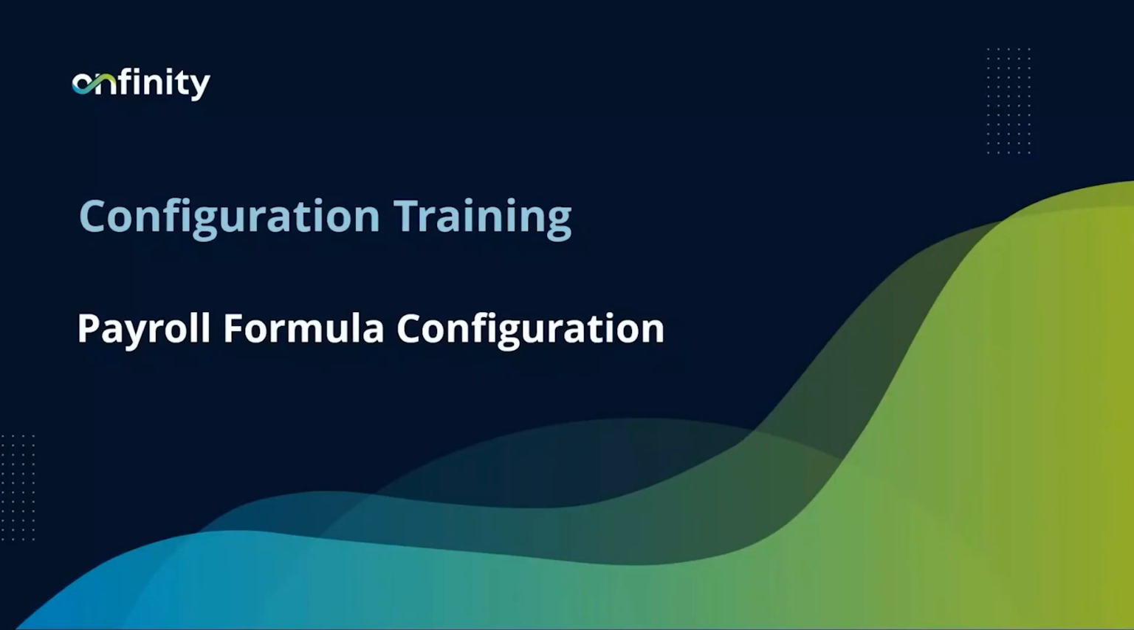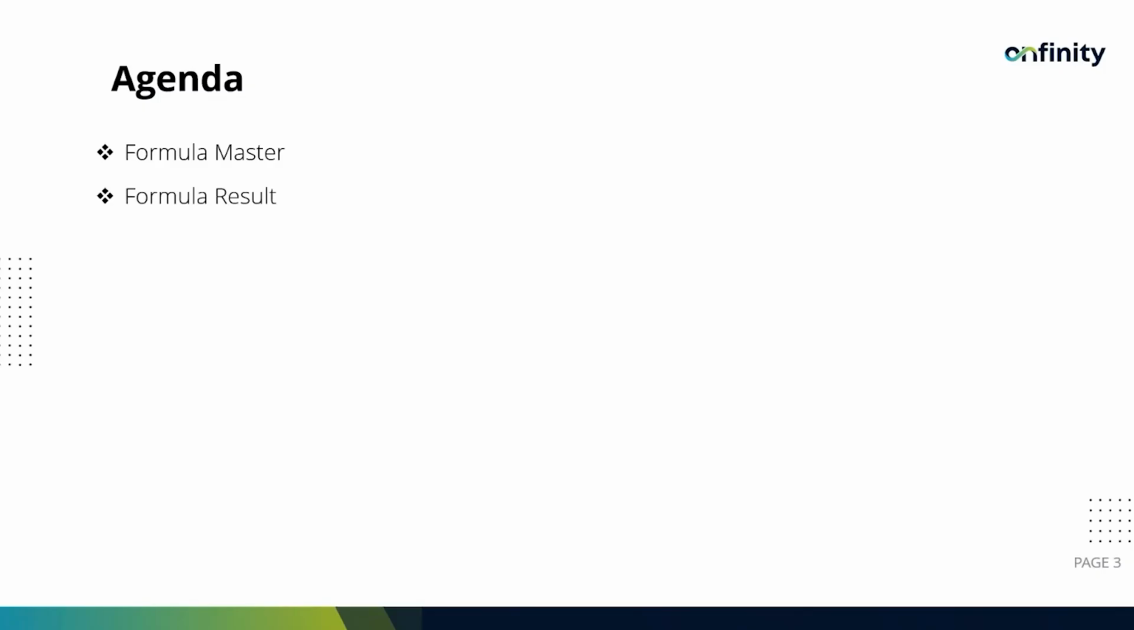Hello everyone! In this training session, we will cover the third part of payroll formula configuration, specifically tax deduction. For tax deduction, we will use the table values screen to fetch the necessary values and calculate the tax amount. We will follow the same presentation as we did in the basic salary and the house rent allowance training session. The agenda is similar, focusing on how to configure the formula and its results.